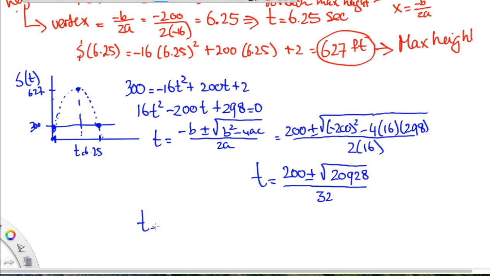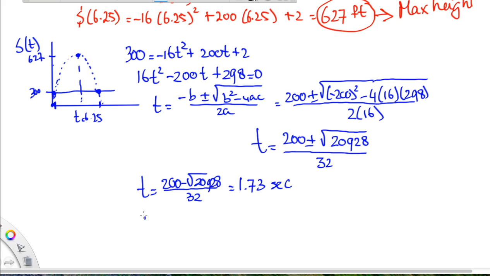So now the first t would be 200 minus the square root of 20,928 divided by 32. Okay, so you figure out what that would be, and that would be 1.73 seconds. So after 1.73 seconds, the rocket is at 300 feet.